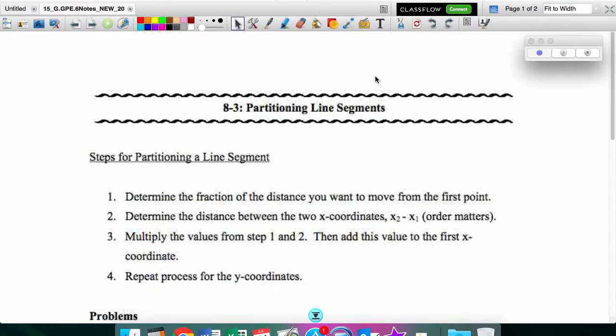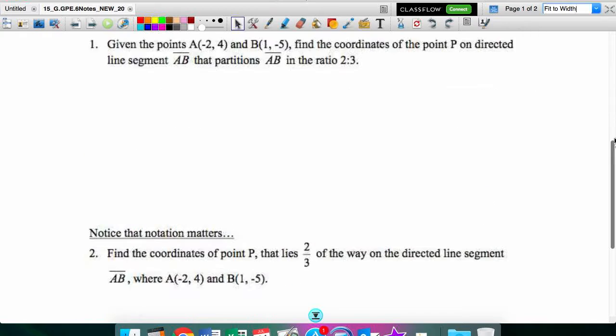In step 3, you're going to multiply the two values that you found in steps 1 and 2. Then, finally, you'll add that value to the x-coordinate. Last but not least, you're going to repeat this entire process, but for the y-coordinates. So let's take a look at our problems.